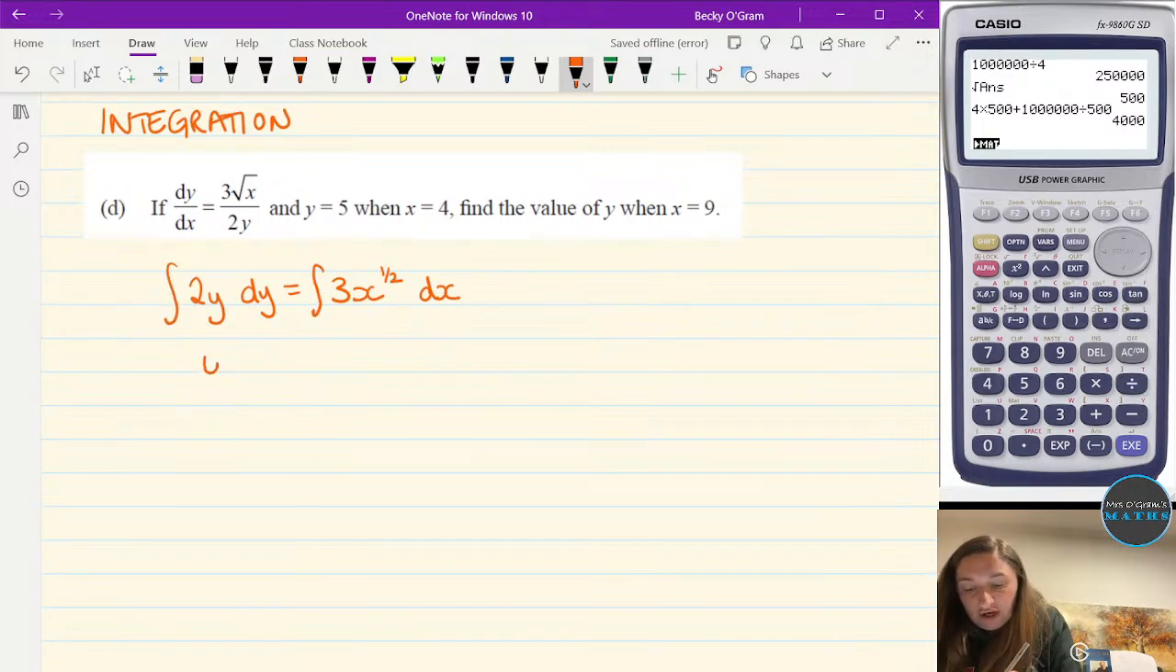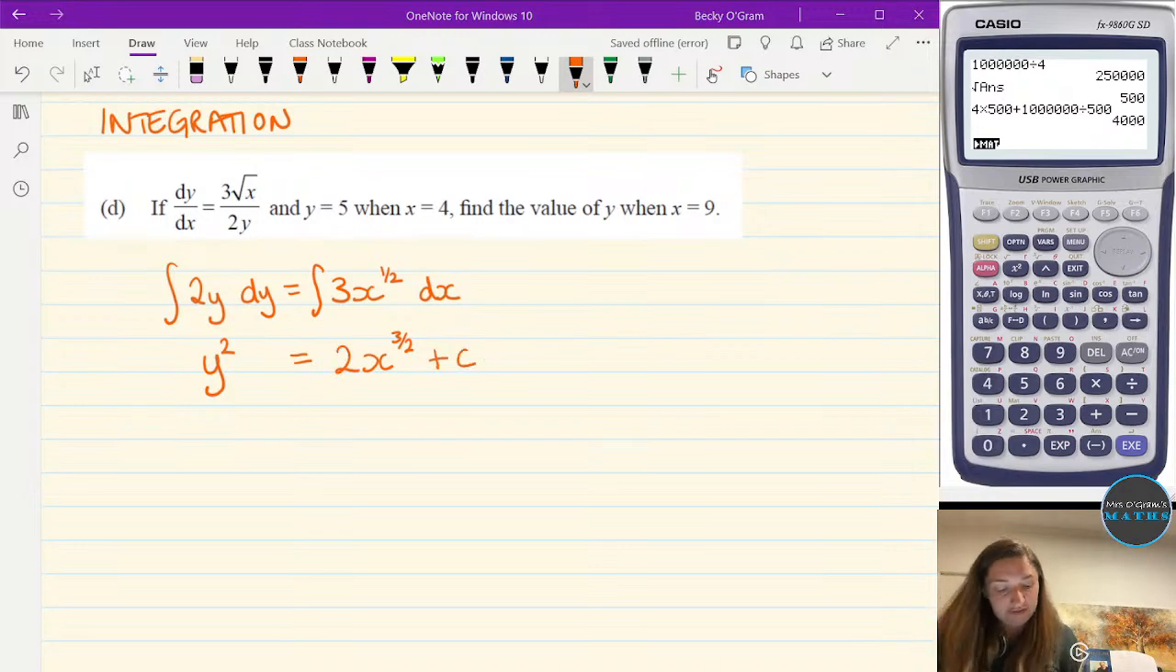So we get y squared, and then we'd do the 2 divided by 2, so that's just a 1. On the right-hand side, we increase that power by 1, we'll get 3 over 2. Divide by the new power means we're times by 2 over 3. So dividing by 3 over 2 is the same as timesing by 2 over 3, which leaves us with a 2. And then plus c. And I'm just checking as I go that I'm not making any mistakes.